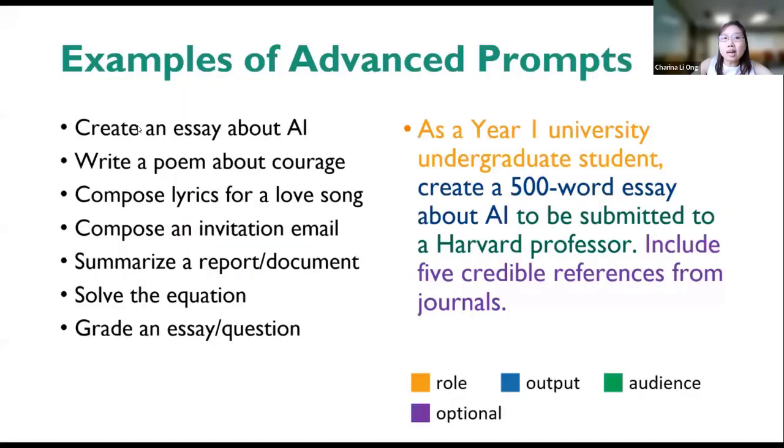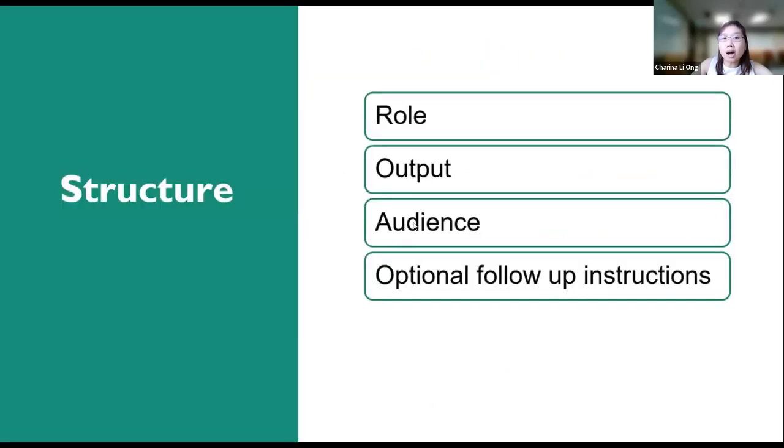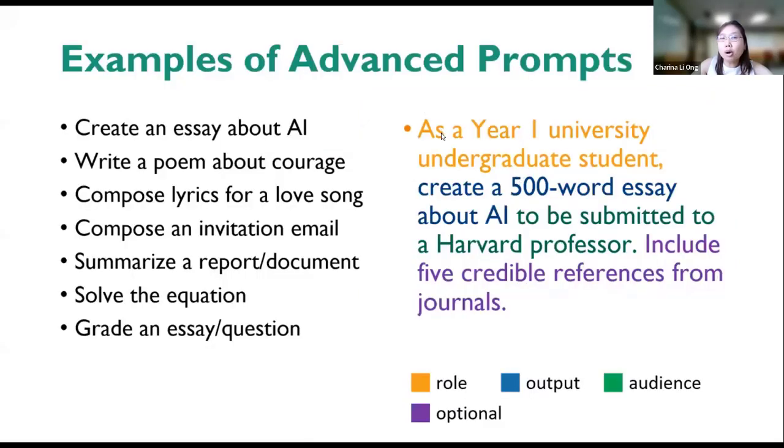So using this as an example, here on the left side, I have "create an essay about AI." Let's see how we can apply the structure that I showed you just now, using the role, output, and audience, to produce a more accurate result. I could indicate here year one university undergraduate student, this would be your role. The output would be to create a 500-word essay about AI to be submitted to your professor. And then optionally, also include 5 credible references from journals.